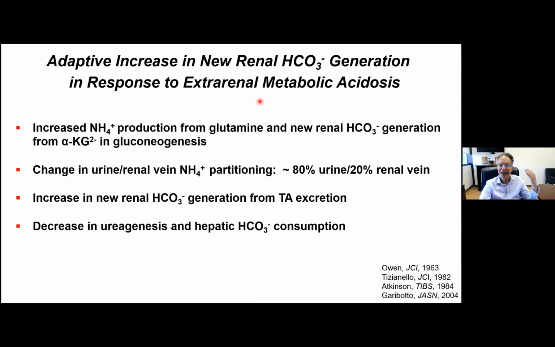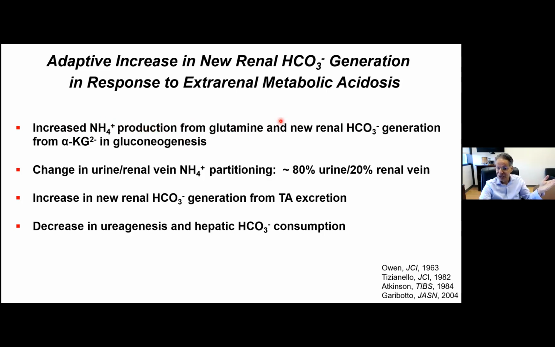So if you have an extrarenal metabolic acidosis, which means a cause outside the kidney like lactic acidosis or ketoacidosis, whatever the cause, the kidney responds to that. And what it does is it tries to generate new bicarbonate significantly above what it does normally to match the extrarenal proton load. And so you have much more glutamine taken up into the proximal tubule, much more bicarbonate generated, but as a byproduct of that, you get more ammonia produced, which ultimately gets excreted in the urine.